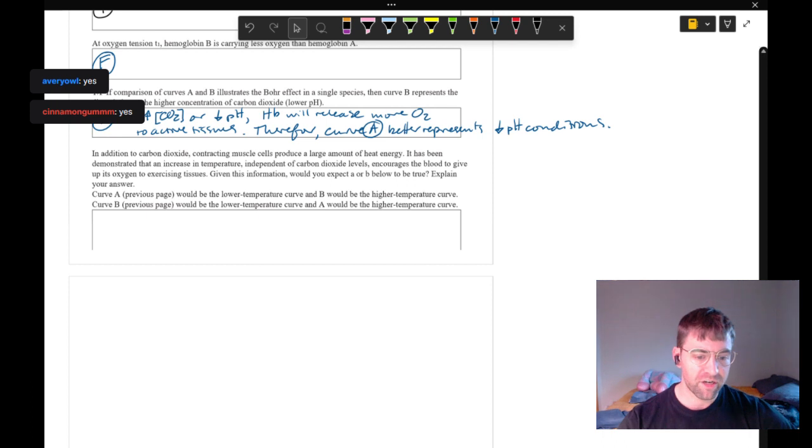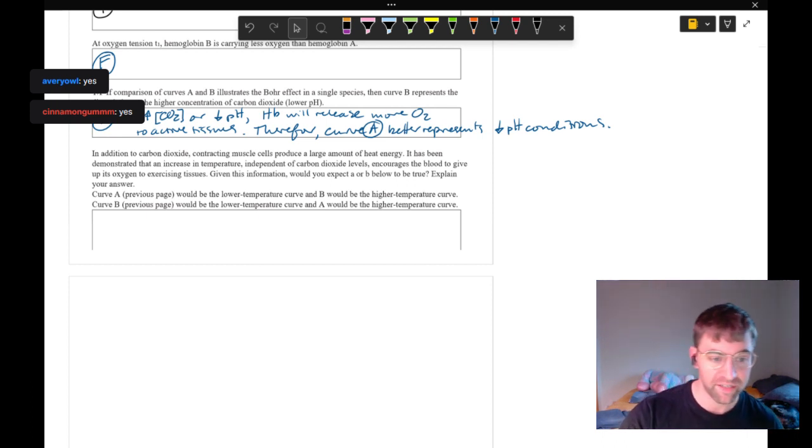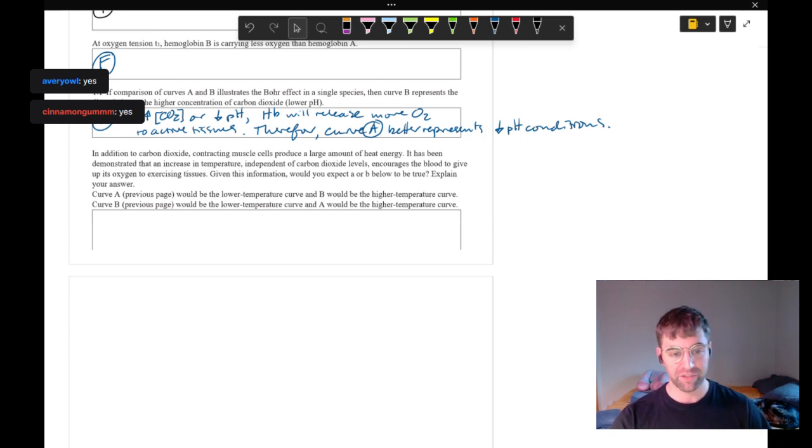In addition to carbon dioxide, contracting muscle cells produce a large amount of heat energy. And it's been demonstrated that an increase in temperature, independent of carbon dioxide levels, encourages the blood to give up its oxygen to exercising tissues. Given this information, would you expect A or B below to be true? Explain your answers.